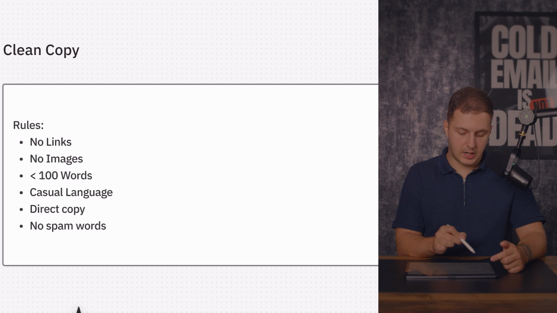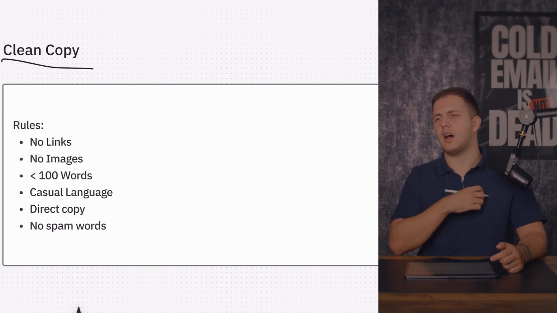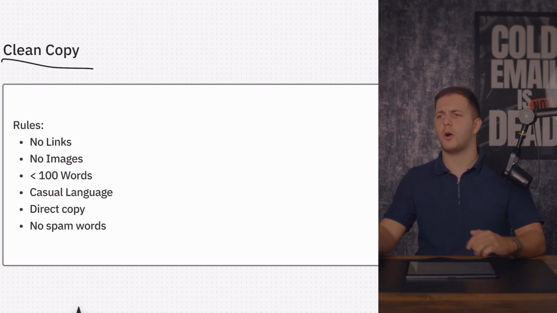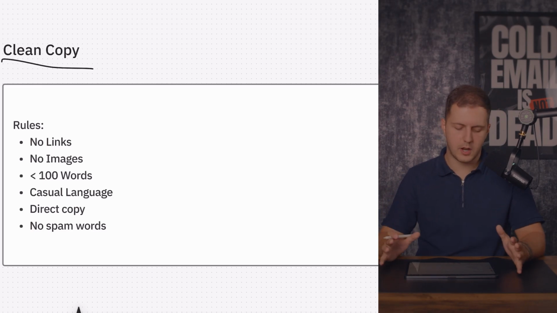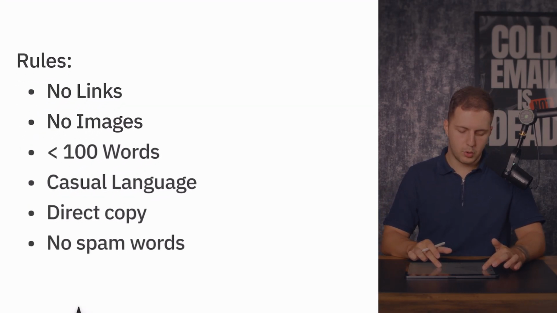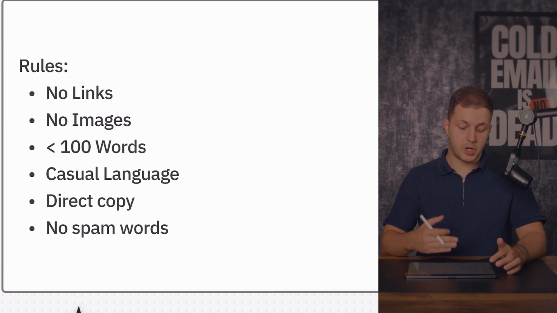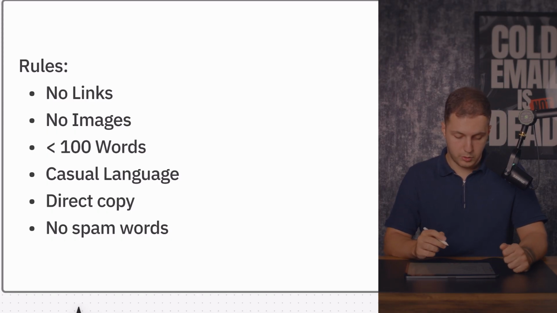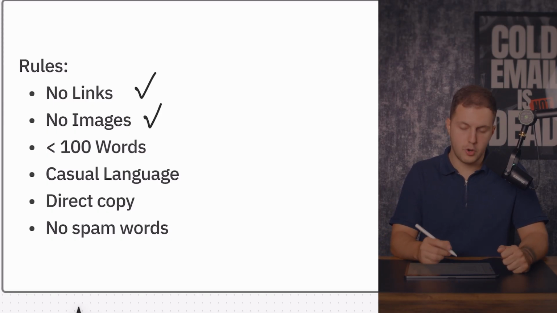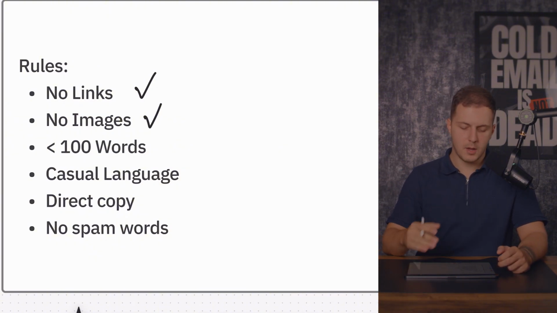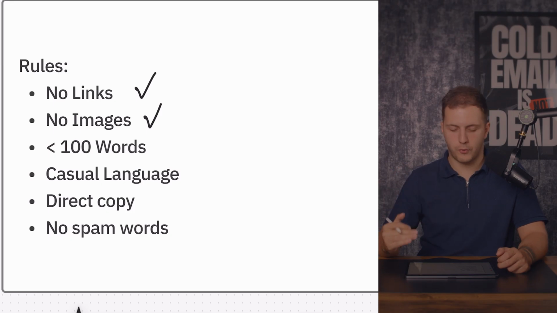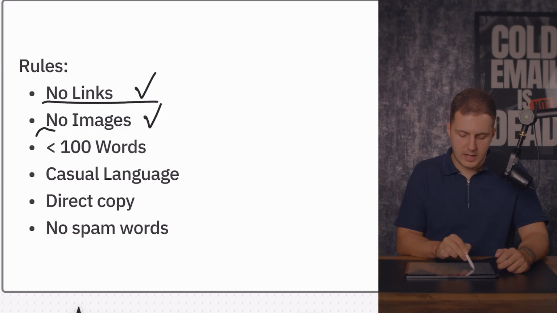Another very important part of the system is clean copy. Now, we've tested a lot of different variations: long copy, short copy, with links, with images, with videos, every single scenario you can imagine. And here are some rules that we follow and that we suggest everyone to use. So we want to include no links, no images in the initial email. Once someone replies, you can provide PDFs, embed videos, do anything, but in the initial cold email or follow-ups, we want to avoid links and images.